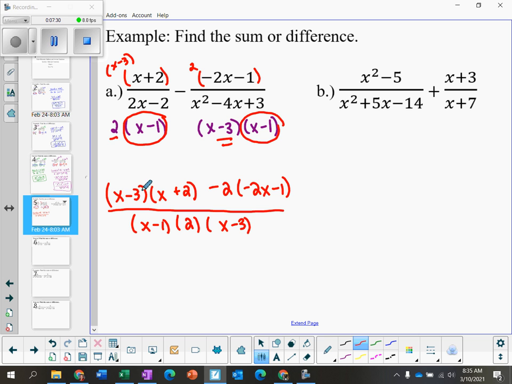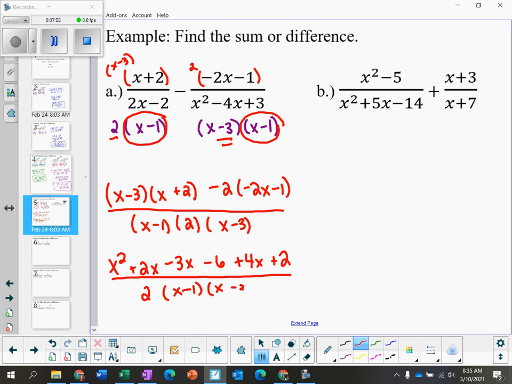So we're going to make sure we distribute here. So we're going to get x squared plus 2x minus 3x minus 6. And then we're going to distribute the negative 2 here. So that's plus 4x plus 2. And then these, I'm just going to rewrite the order, but I'm not going to actually multiply anything. I'm going to put the 2 in front, and then x minus 1, x minus 3. So now I'm going to combine like terms up here.